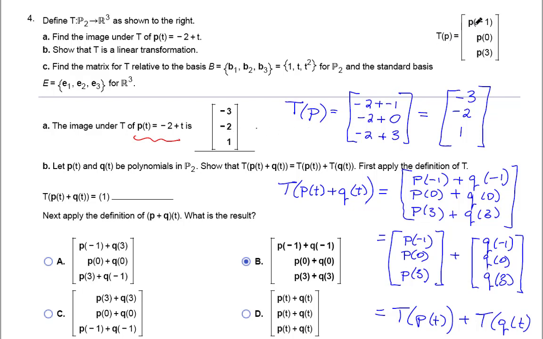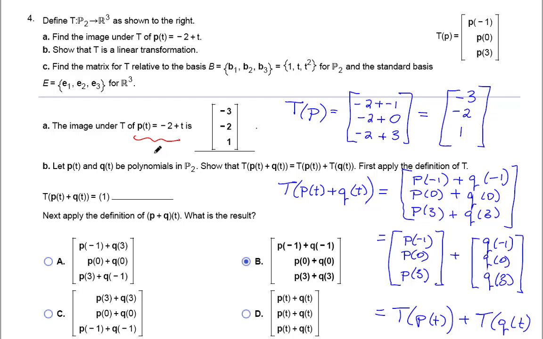Well, it's going to be p of -1. So I plug in -1 and I get -3. p at 0, I get -2. p at 3, I get -2 plus 3, which is 1. So that's what it does to this particular polynomial.